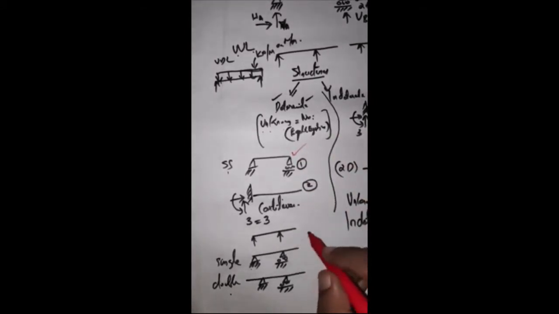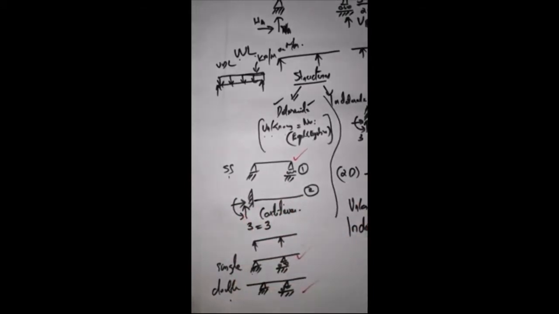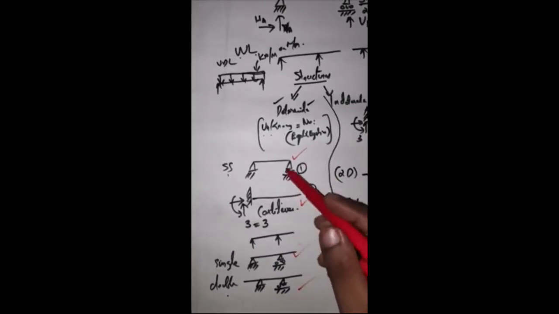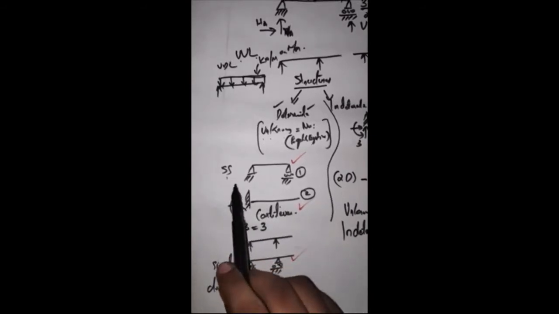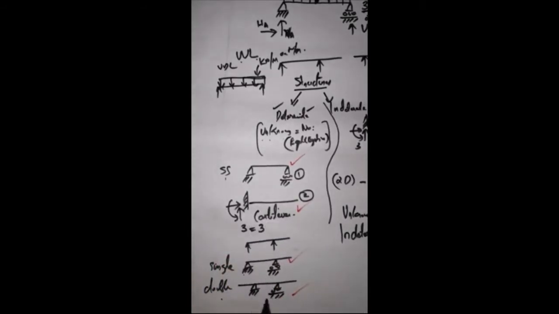These are the questions which will be asked. You have to find out the reactions for a simply supported beam, a single overhang beam, a double overhang beam, and a cantilever. For the cantilever it is easy, but when a force is coming, it will be the reaction. I will explain that. Mainly these are what will be asked in this particular module: finding the support reactions in a simply supported beam, a single overhang beam, and a double overhang beam.